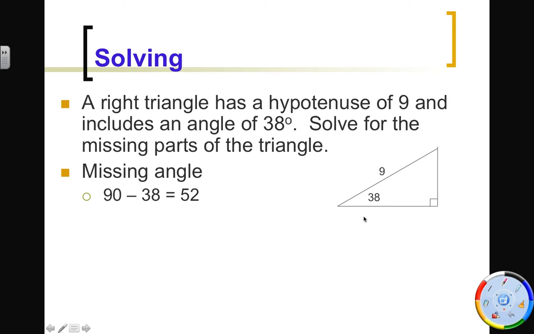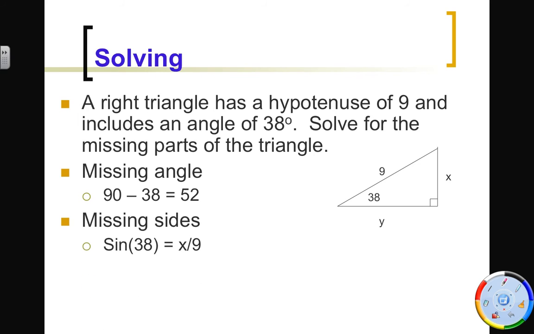Then we need to look at one of the two sides. It actually doesn't matter which one you choose. Notice I gave them some variable names, so x and y. This is what we can do. We can say the sine of 38 degrees is equal to x over 9.